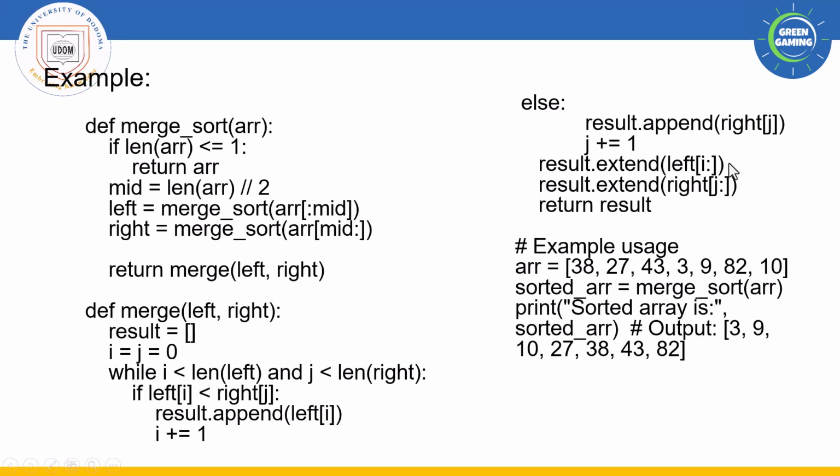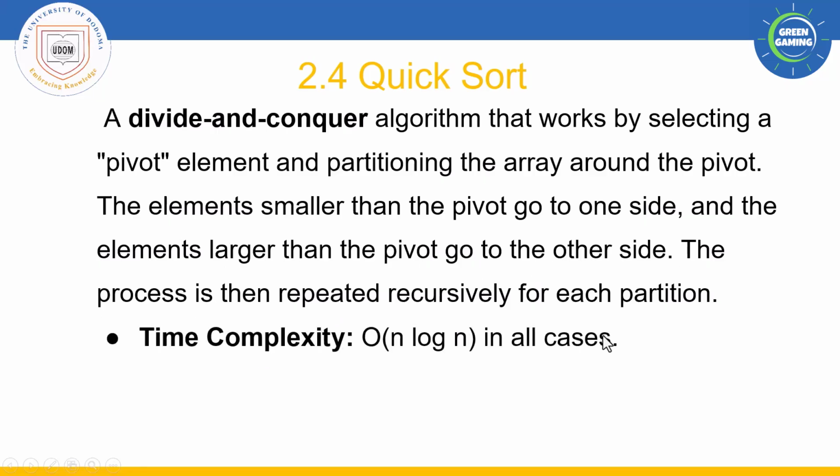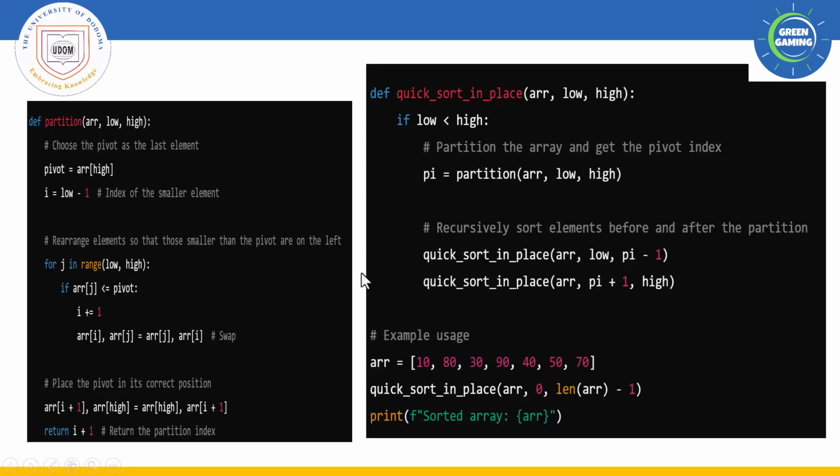So let's see the quick sort algorithm. It is a divide and conquer algorithm that works by selecting a pivot element and partitioning the array around the pivot. Elements smaller than the pivot go to one side, and elements larger than the pivot go to the other side. The process is then repeated recursively for each portion. The time complexity is O(n log n) in the average case. A use case is sorting larger datasets, with efficient average case sorting.